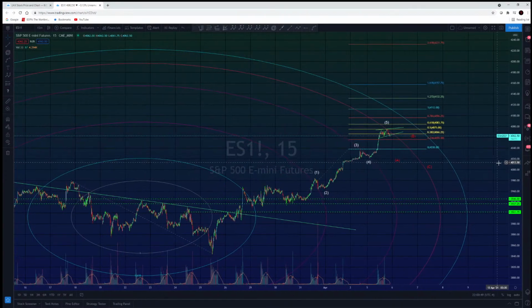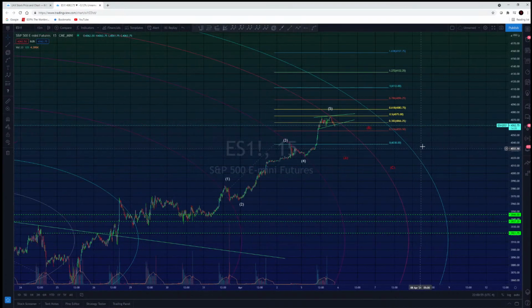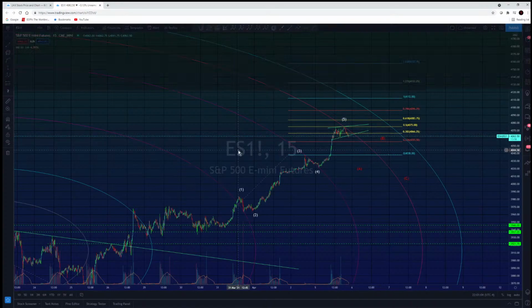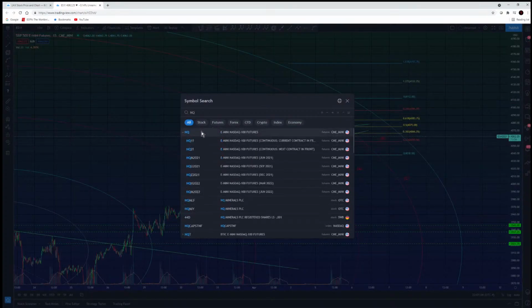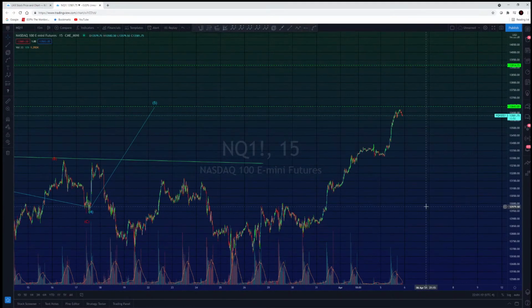In theory, this could be a flat... This is a sharp correction, so it could be a flat correction as long as it holds 405. So this 405.5 you just want it to bounce in here tonight. And that would be ideal for me as well because I have a lot of calls. But tech looks the same.